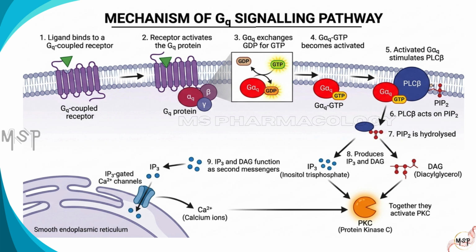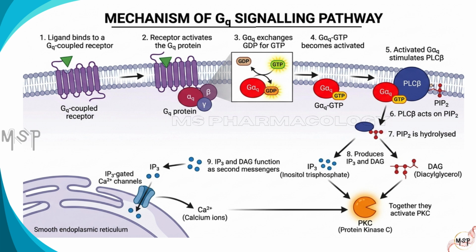PLC-beta acts on the membrane phospholipid, phosphatidylinositol 4,5-bisphosphate, or PIP2. Although PIP2 represents only a small fraction of membrane phospholipids, it plays an extremely important role in cell signaling. When activated, PLC-beta hydrolyzes PIP2 into two second messengers, inositol 1,4,5-trisphosphate, or IP3, and diacylglycerol, or DAG. These two molecules initiate separate but coordinated signaling pathways that ultimately converge to activate protein kinase C.